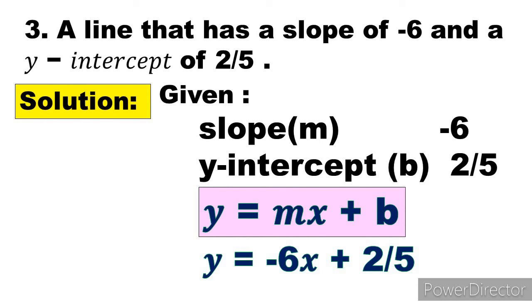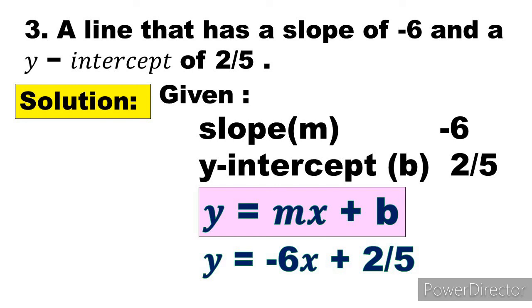And now we have number 3. A line that has a slope of negative 6 and y-intercept of 2 over 5. So, again, una nating alamin kung ano yung given. Since based on number 3, ang given natin ay slope, which is negative 6, slope is m, and ang y-intercept is b, which is 2 over 5.